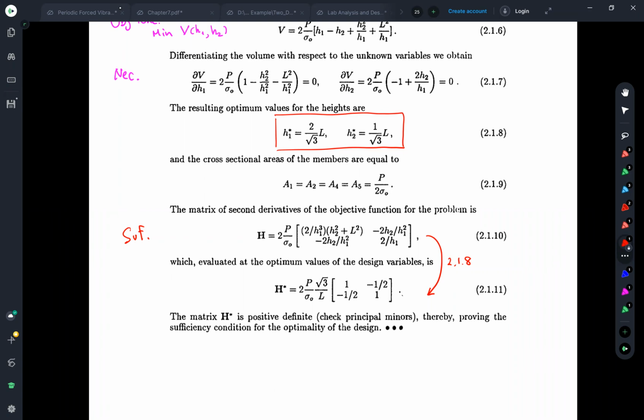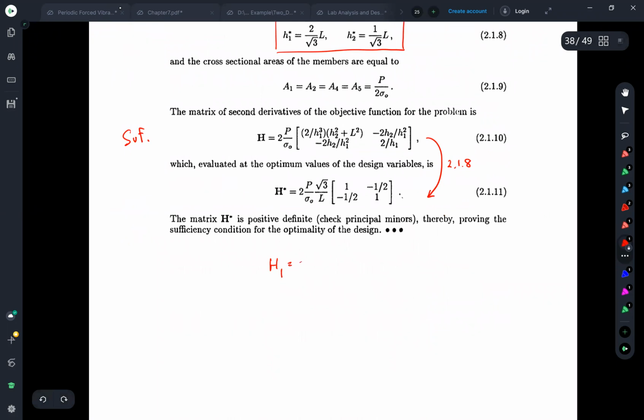When we introduce the solution H1 star and H2 star back into the Hessian matrix, the Hessian becomes just a constant matrix, containing only constant parameters and numbers. We have to check whether this is a positive definite matrix or not. You have two choices for the check. One is using the leading principal minors, which is very easy now, right? The leading number one is 1. The leading number 2 is what?